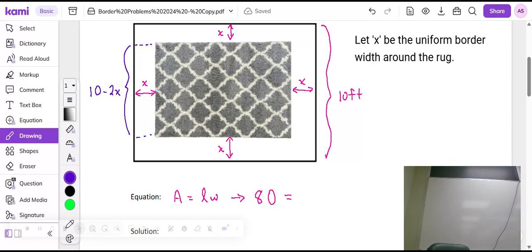So if the border was 1 foot, you have 10, and you would take away a foot twice, and the rug would have to be 8 feet. You guys, we digest that? We got okay with that? It's kind of the key to the setup of the question.